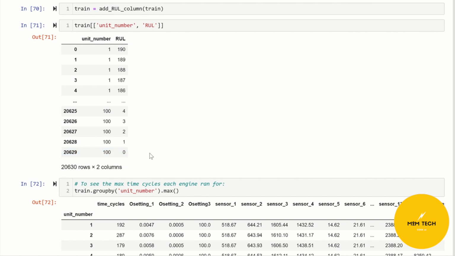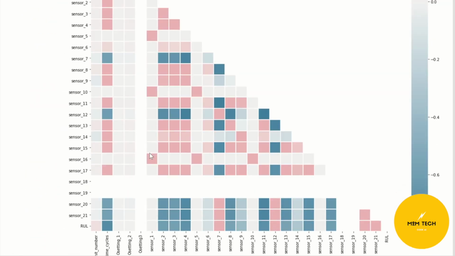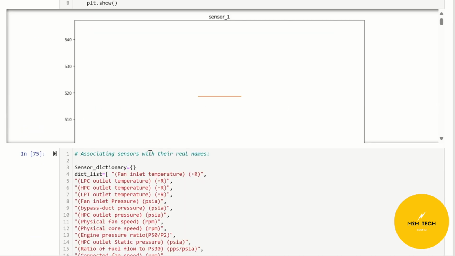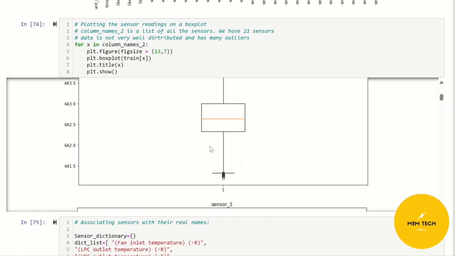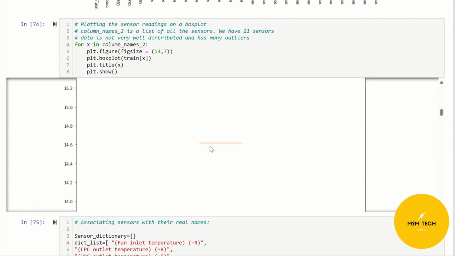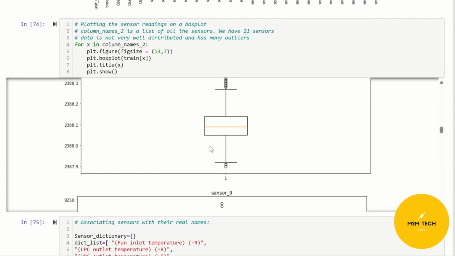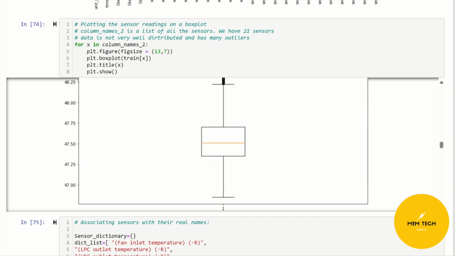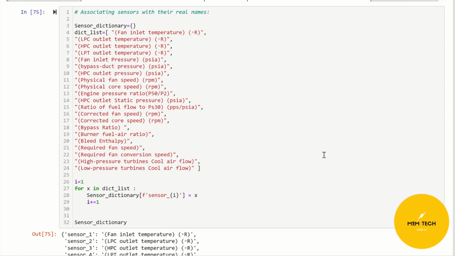And this is a visualization of correlation between the sensor data and the remaining useful life. And here are box plots of the sensor data. Clearly we see that the sensor data for each sensor is not very well distributed. It has many outliers, which means that we will have to scale the data later when we apply our machine learning algorithms.